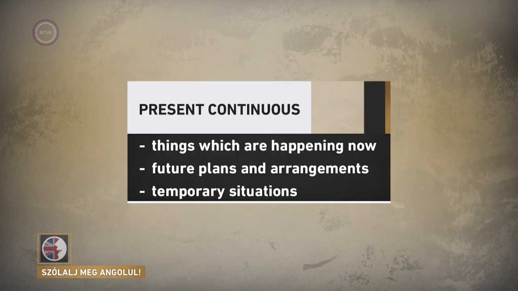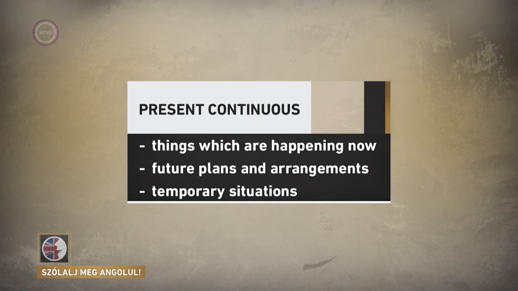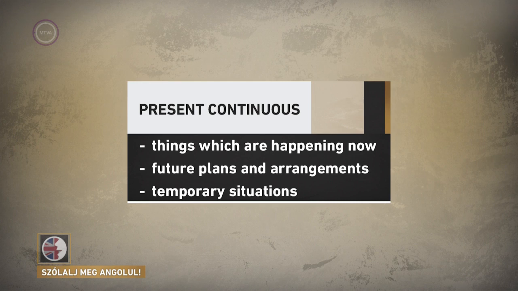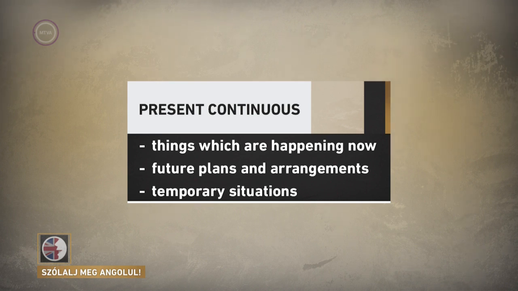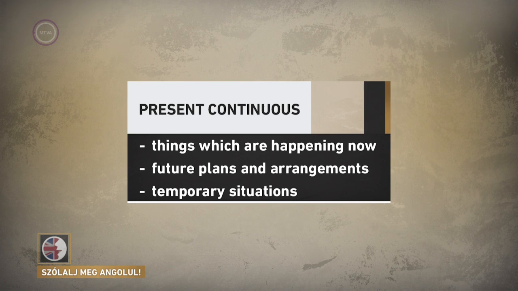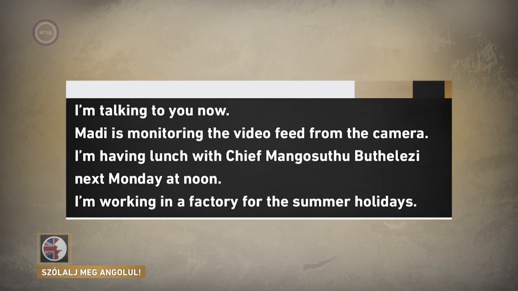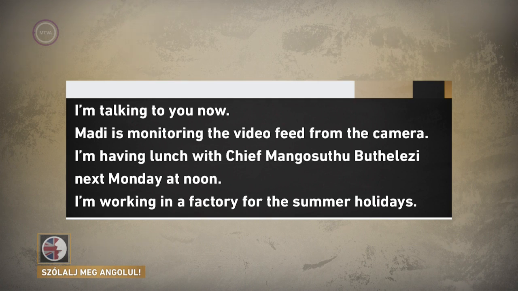We use the present continuous tense to talk about things which are happening at the time of speaking, things which are happening now as I'm talking to you. We also use the present continuous to talk about future plans and arrangements, as we learned last week. And we use the present continuous to talk about situations which are temporary, not permanent. I'm talking to you now. Modi is monitoring the video feed from the camera.